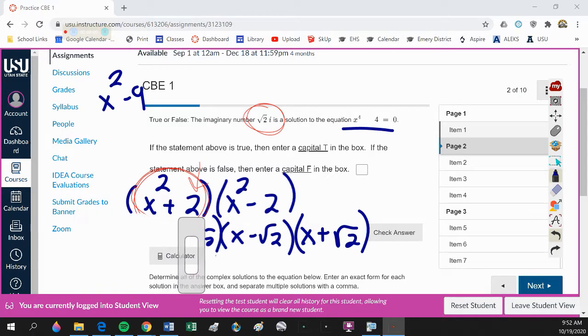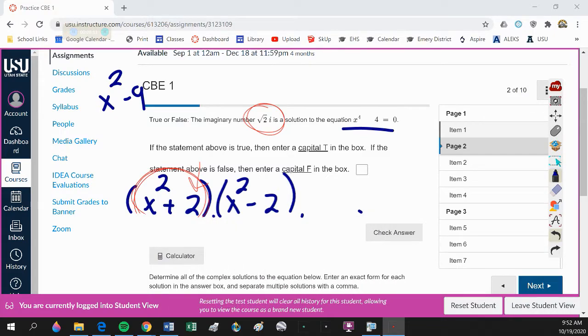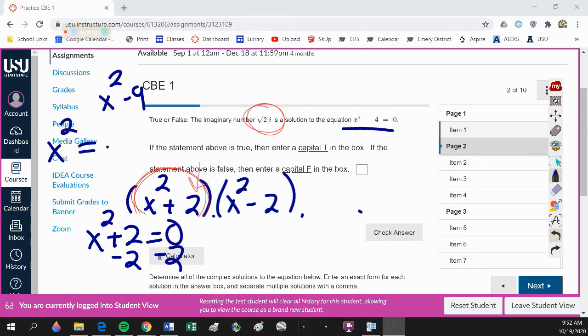Another way to look at it, maybe this will make more sense to you, is if I had x squared plus 2 equals 0, and I just solved, I would subtract 2, x squared equals negative 2, and then when I square root, I get plus or minus, the negative turns into an i root 2. Does that make more sense? Okay. Any questions there?